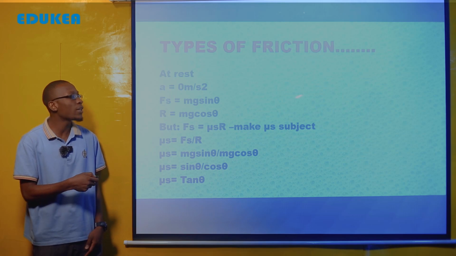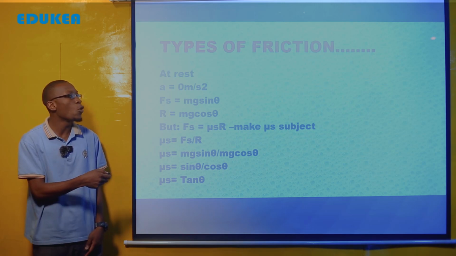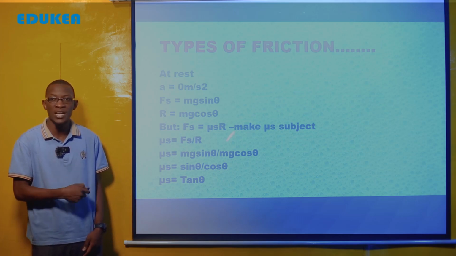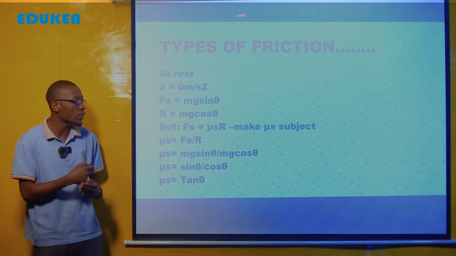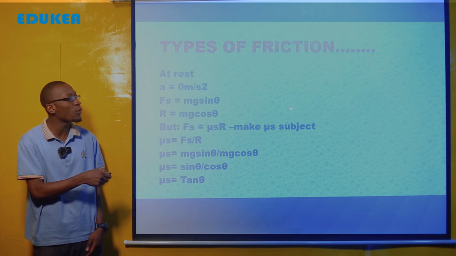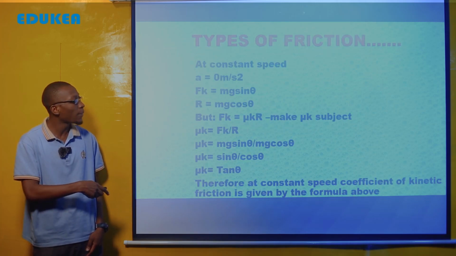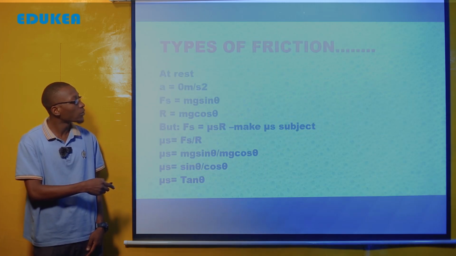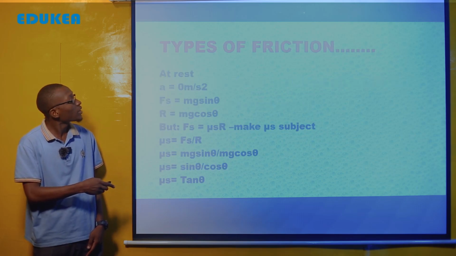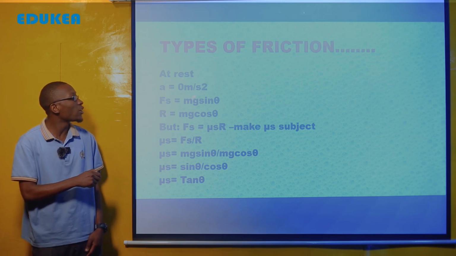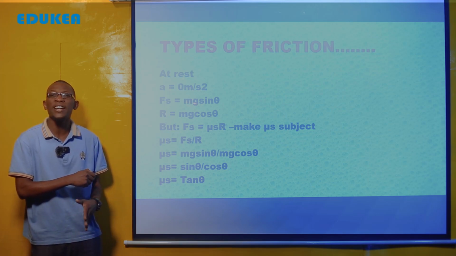When the body is at rest on an inclined plane, in what state is it? What is its coefficient of static friction? We say that the acceleration, when the object is on the inclined plane and does not move anywhere, is zero. Why zero? Because the object is at rest, meaning the change of velocity is zero.